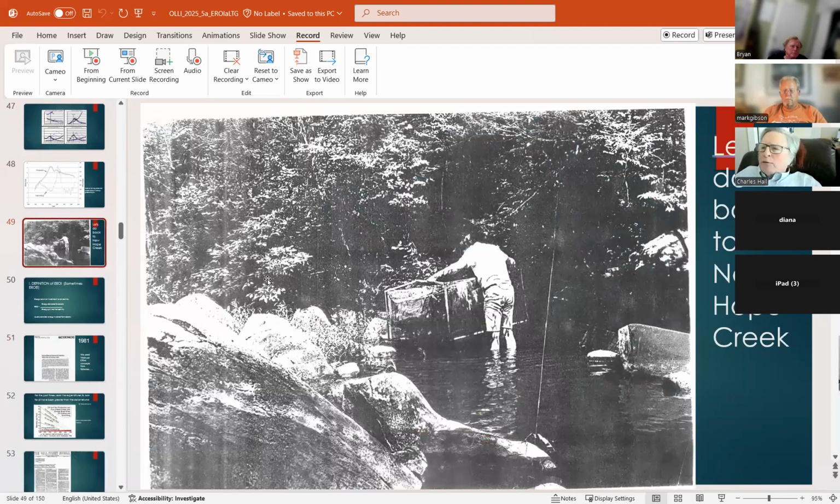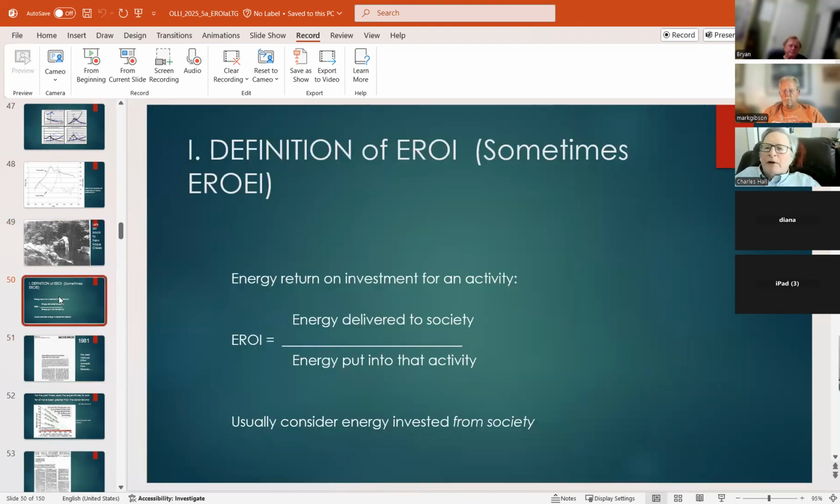Okay, now, next topic. This is me again going back to my doctoral work with migrating fish and coming up with the concept for fish of energy return on investment. Sometimes it's called EROI or sometimes EROEI. I don't prefer that. And it's the energy delivered to society or to a species over the energy put into that activity.